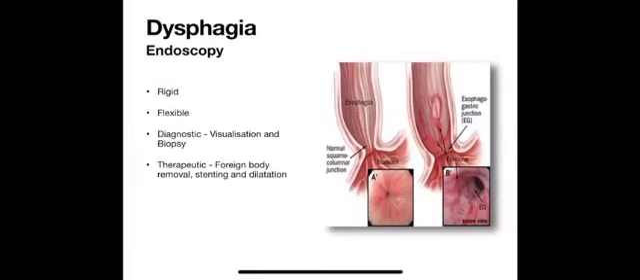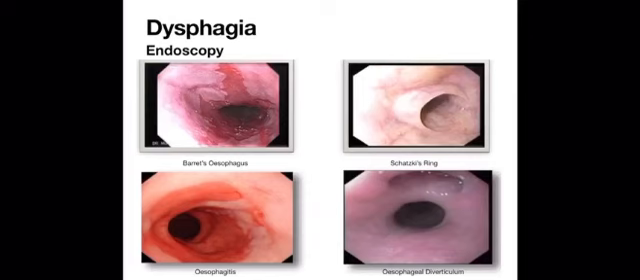Moving on to endoscopy, it might be of two types, rigid or flexible endoscopy. It might be used either for visualization and biopsy, wherein you perform a diagnostic test, or therapeutic, wherein it can be used for foreign body removal, stenting, and dilatation.